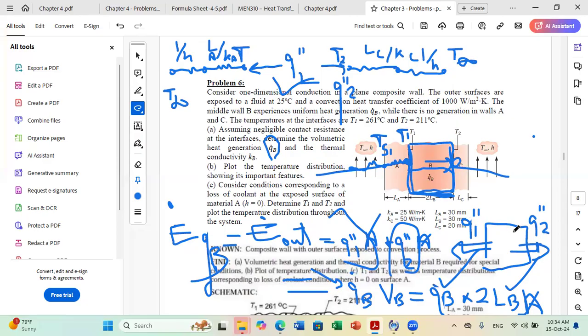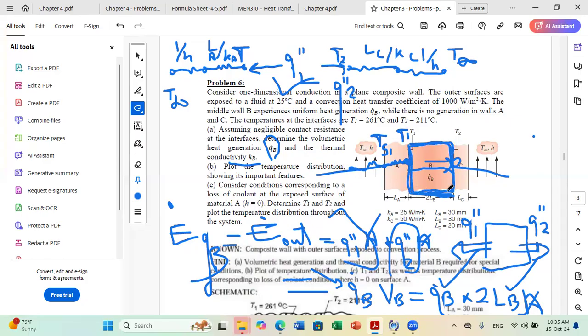Once you get Q second 1 and Q second 2, you replace in the energy balance of material B, you get then the generation rate Q dot B. Okay, the volumetric heat generation. Once you get Q dot B, to find the conductivity of material B, you need to consider the equation of temperature variation in B.